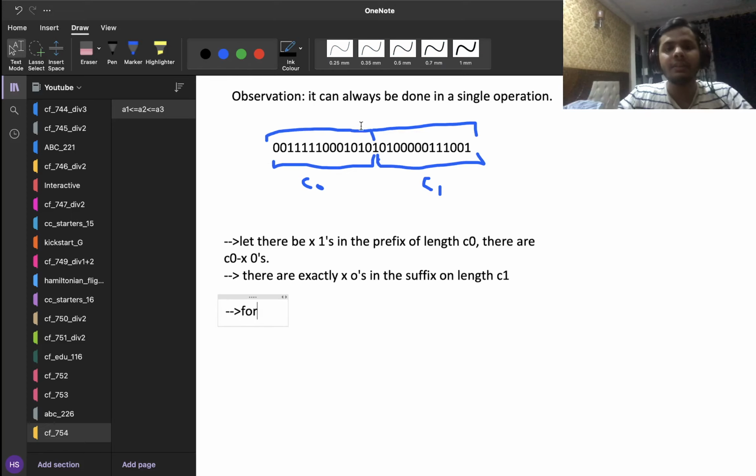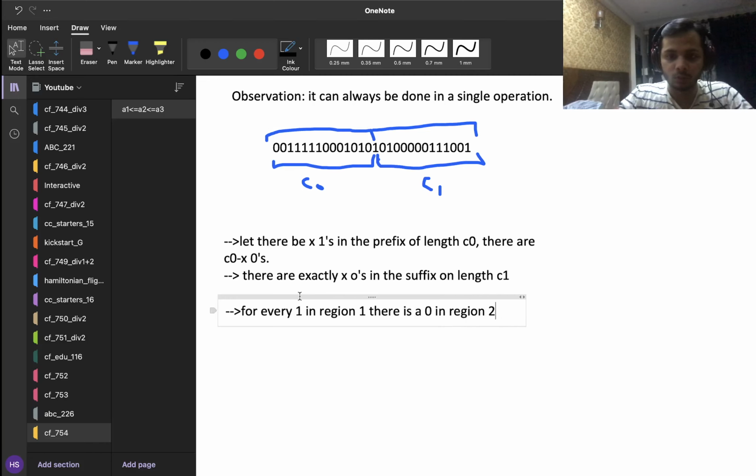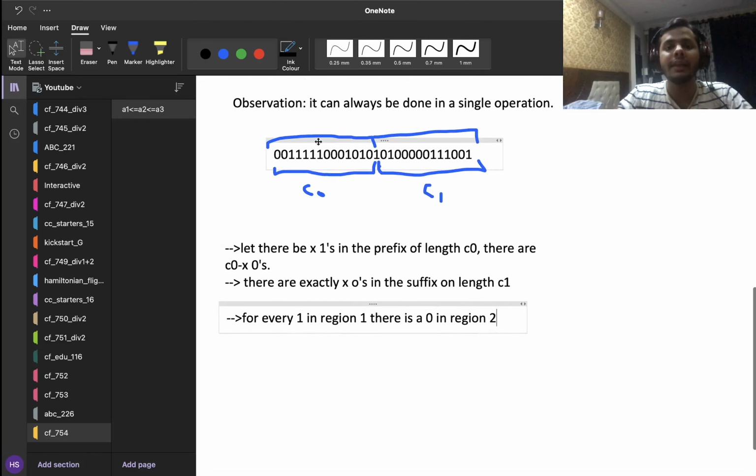So let's say that this is region 1 and this is region 2. What I have actually proved is that for every 1 in region 1, there is a 0 in region 2, and that is simply because there are x ones in region 1 and there are x zeros in region 2. So that means for every 1 in region 1, I can match it with a 0 in region 2.